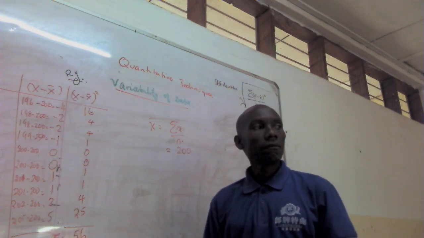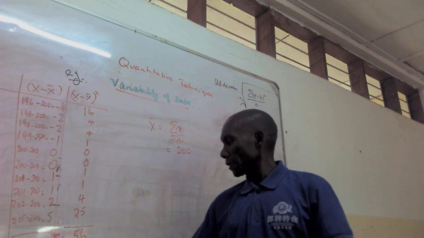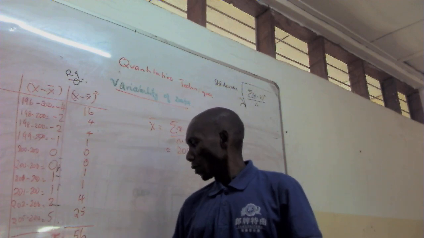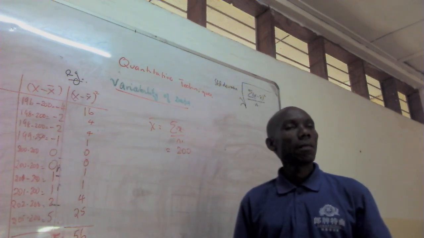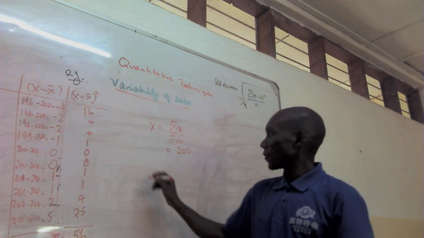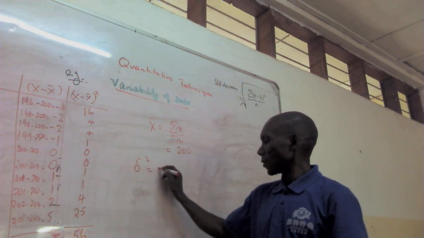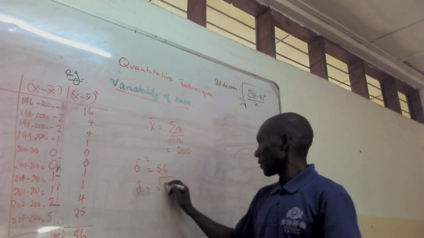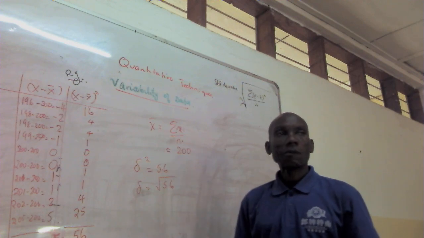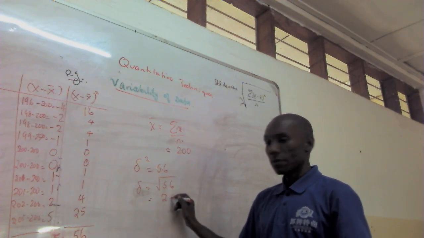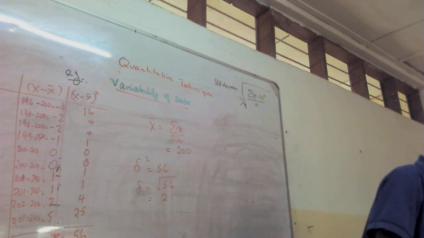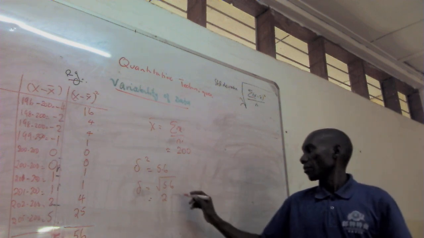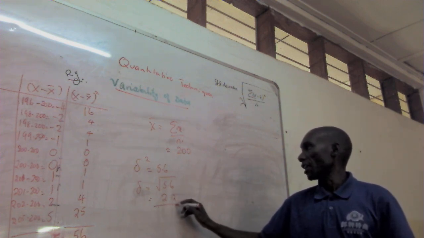Divide by 10, which gives you 5.6. And this is your variance. So variance is equal to 5.6. Standard deviation, square root of 5.6, gives you 2 point something, 2.2. This is for machine A.